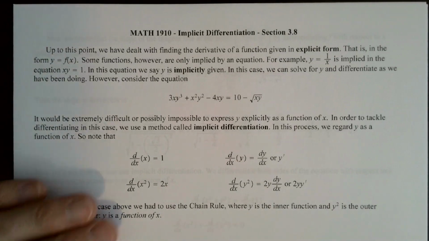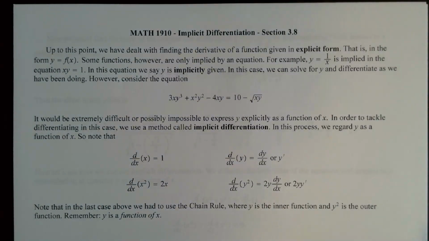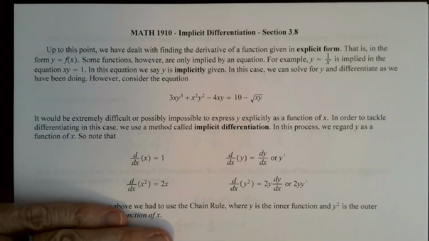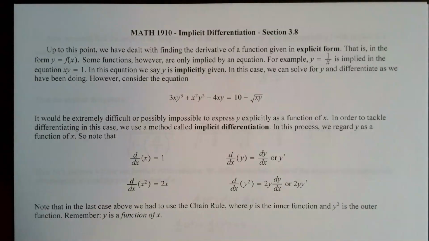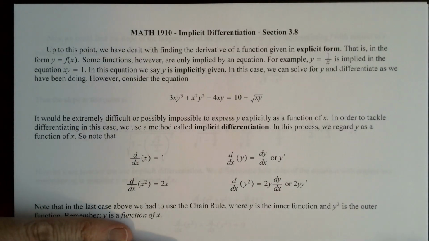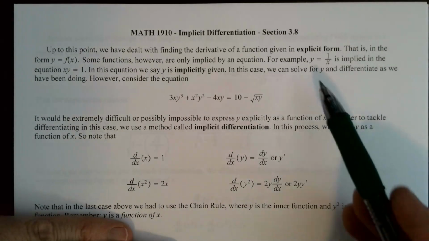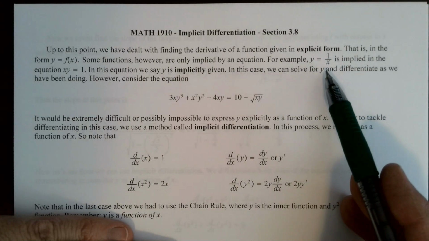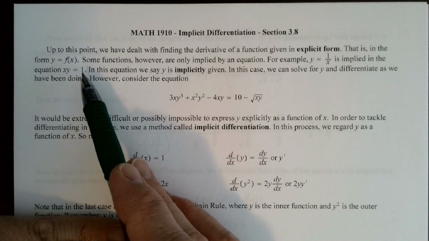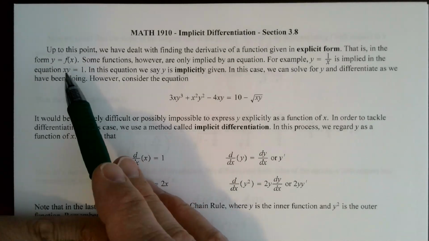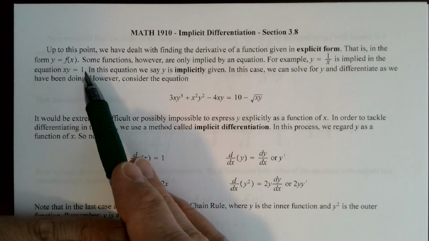So up to this point, we've dealt with finding derivatives of functions that were given in what we call explicit form, y equals a function of x. But some functions, however, are only implied, say, by an equation. Here's my example. The function y equals 1 over x, 1 divided by x, is implied in this equation x times y equals 1, right? I could solve for y in this equation by what? Dividing both sides by x.